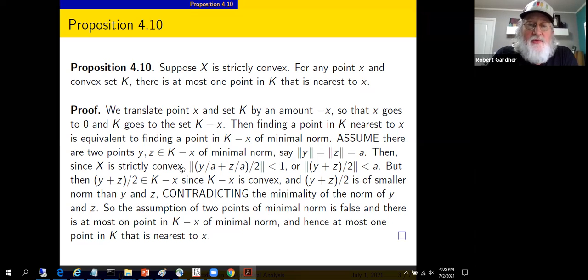Then we can multiply through by scalar a, converting this into (y plus z)/2 is less than a, (y plus z)/2, that's an element of K minus x. I mean, K minus x was a convex set. We're taking the scalars alpha 1 and alpha 2 both equal to a half, so they sum to 1. We've used them as coefficients on the y and the z. So convex set, that will give you something else in that set.